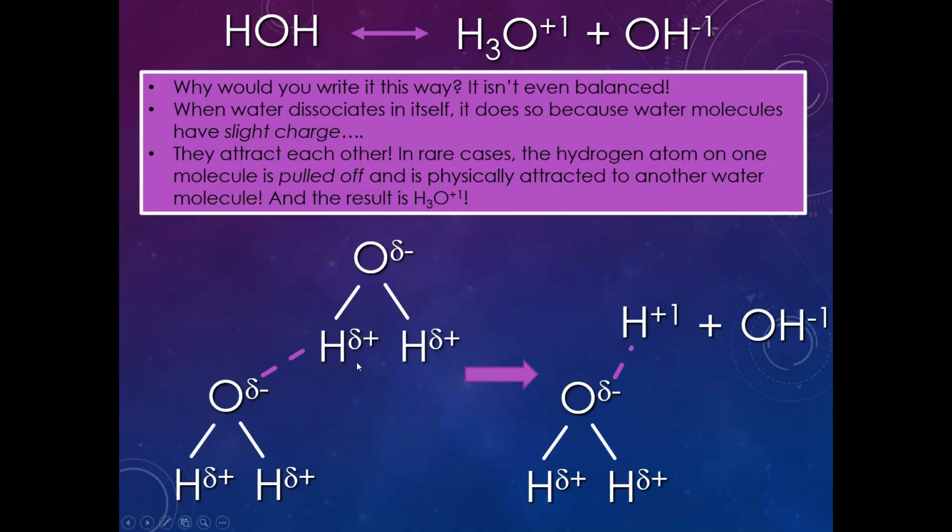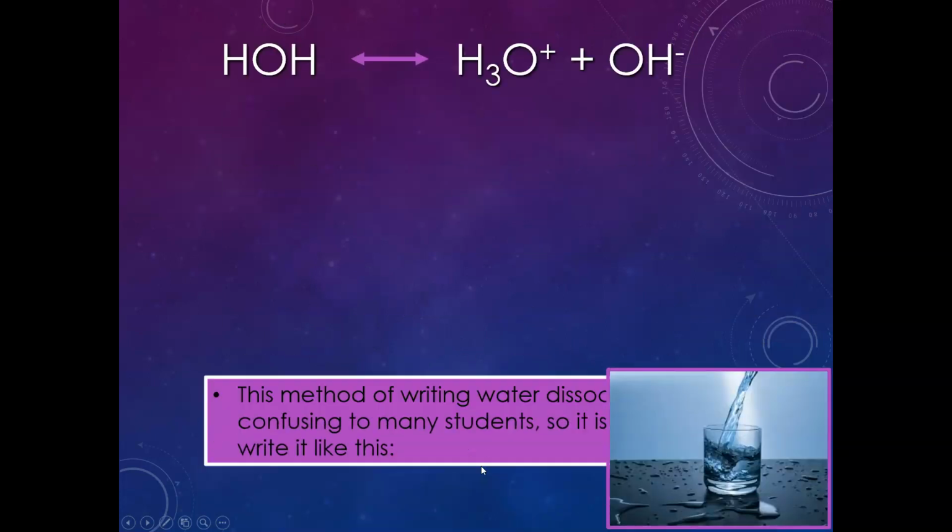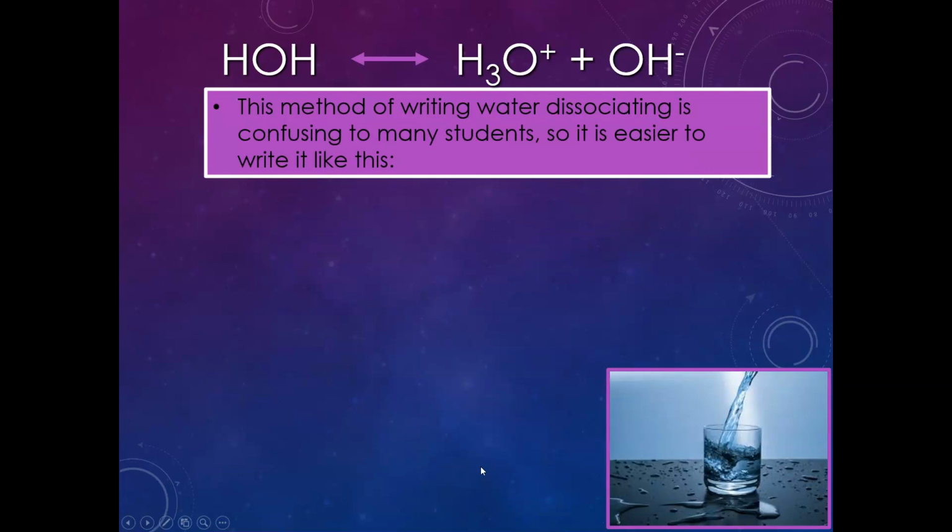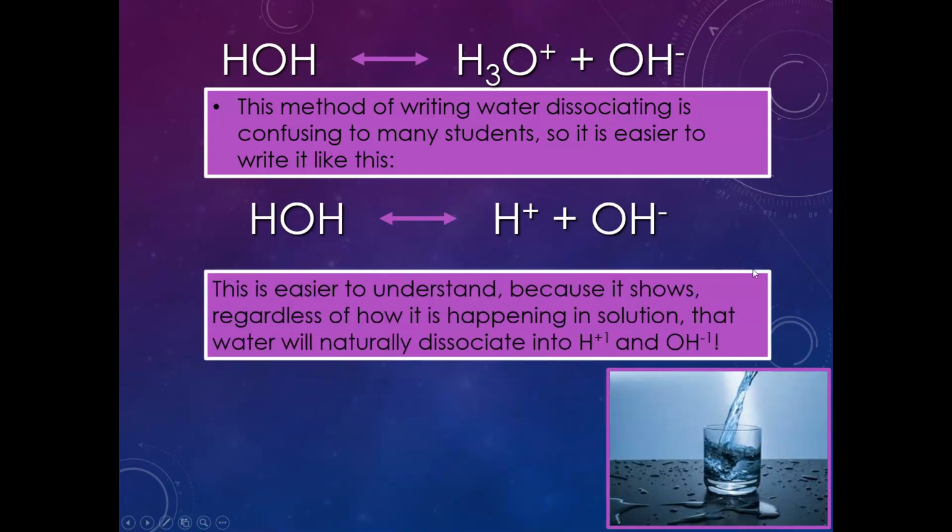So in this image we have this hydrogen ion, slightly positively charged. That is going to be pulled off and bonded, and that's creating that hydronium. It is slightly confusing, so we could write it like this. That makes it balanced, makes it easier to look at, and less confusing to some extent. However, it's not exactly what's happening in a solution.